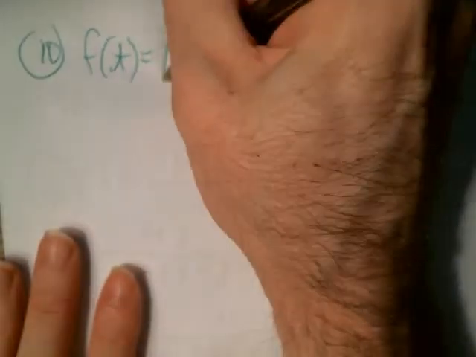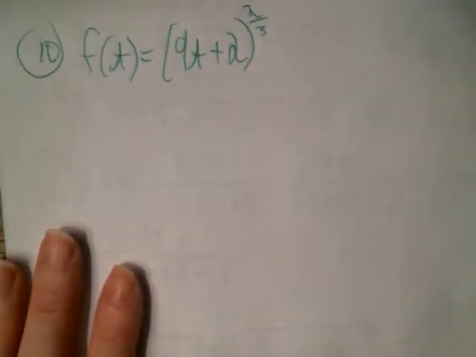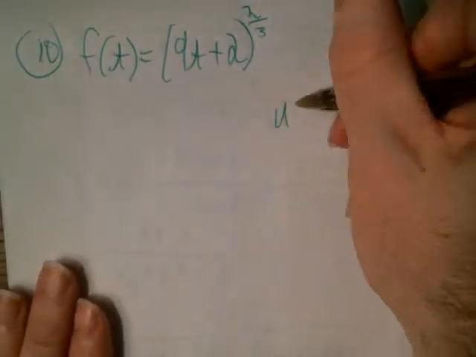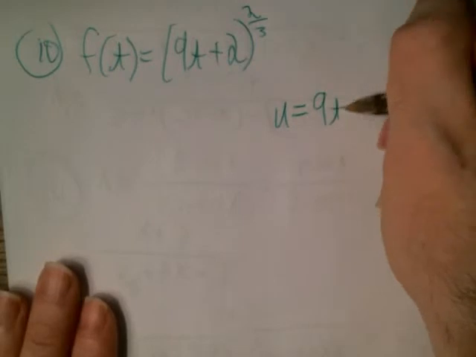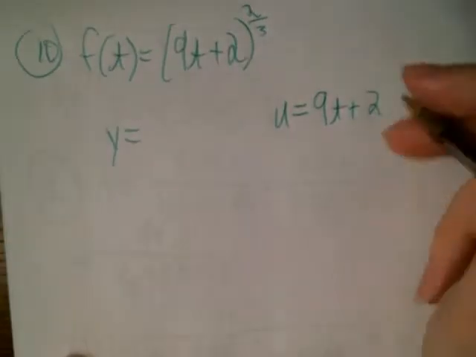Finally, number 10 that I showed you before, let's actually do it. The correct version: f of t is 9t plus 2 to the 2/3. If you need to, and it's not necessary, identify the guts. If you already have a handle on how it works, just do it the way you do it. The outer part is u to the 2/3.